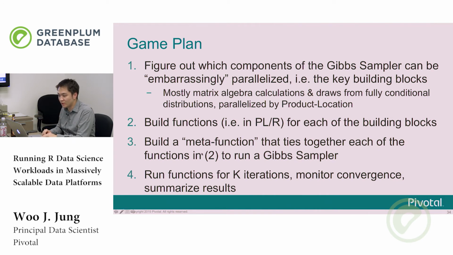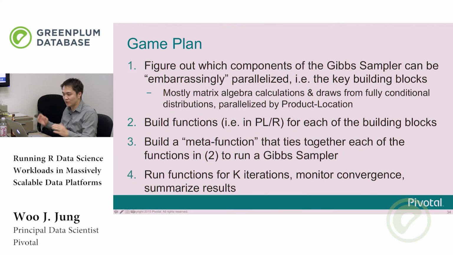Those are the parts that can be run in parallel inside of Greenplum, which will again increase the scalability of the overall algorithm and increase its performance for estimation. We then build a meta function that ties together each of the building block functions, to run this meta Gibbs sampling routine inside of Greenplum Database.